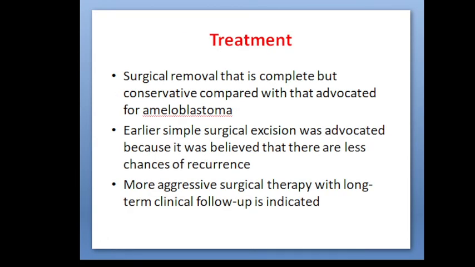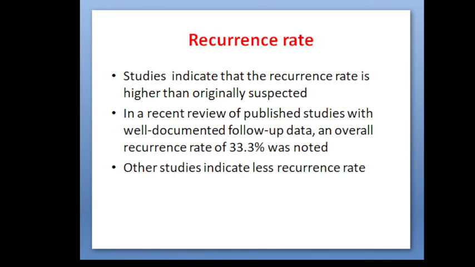The treatment of ameloblastic fibroma is surgical removal. Earlier, simple surgical excision was advocated because it was believed that there are less chances of recurrence. So, the treatment is by more aggressive surgical therapy with a long-term clinical follow-up. The recurrence rate is higher than originally suspected. Recent studies indicate recurrence rate as high as 33.3%, but many of the studies indicate less recurrence rate.